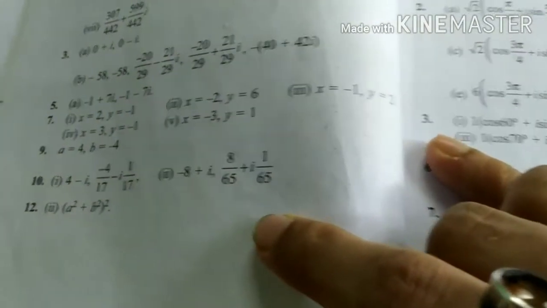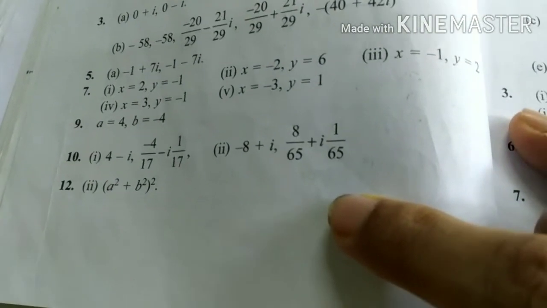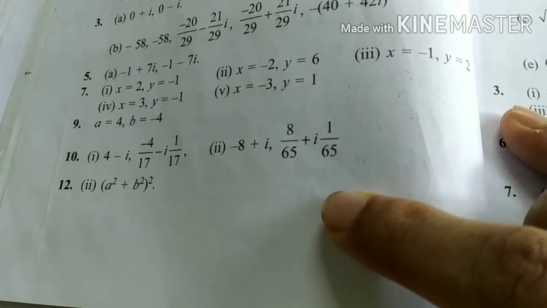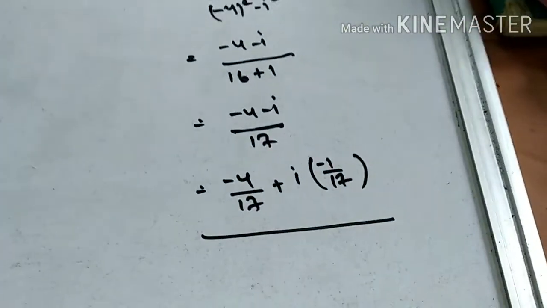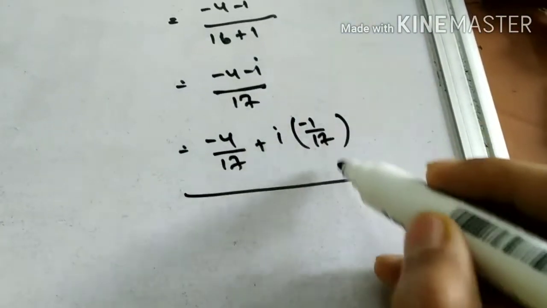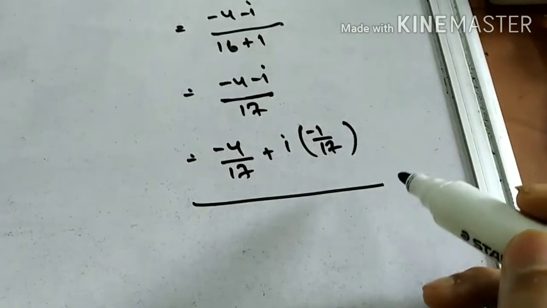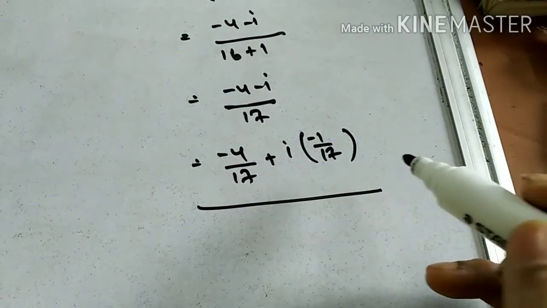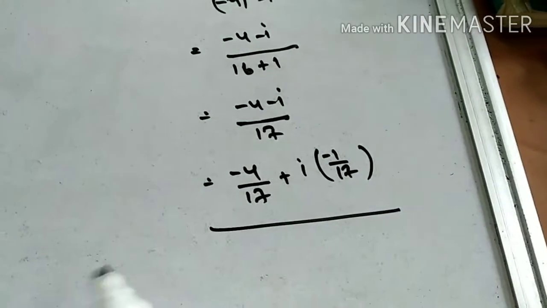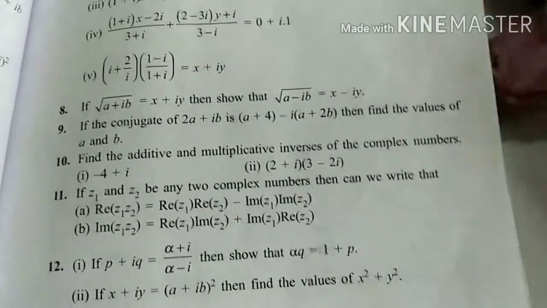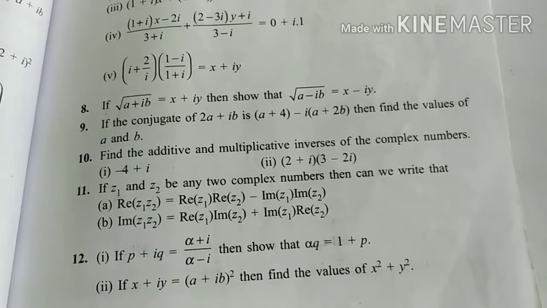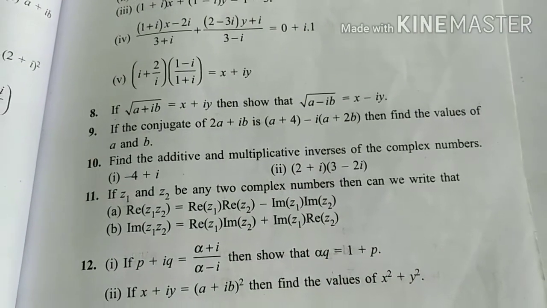So this is the multiplicative inverse of minus 4 plus i. Let me check the back answer. You see 10 number 1: 4 minus i, and next is minus 4 by 17 minus i 1 by 17, or you can write it this way also, minus 4 by 17 plus i times minus 1 by 17. Okay, next one you try to do by yourself. 10 number 2, I think it is given in the notes. If any problem, then you can ask me.